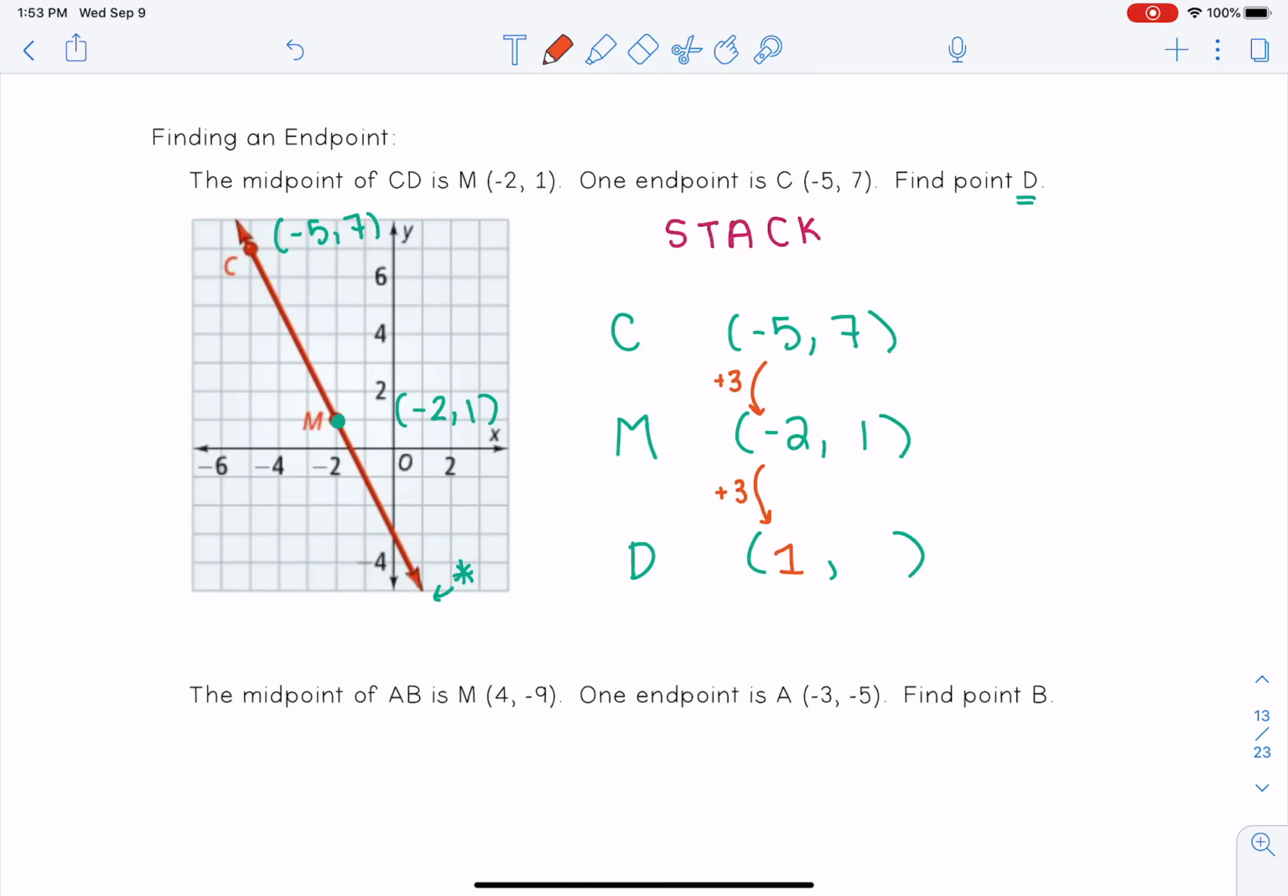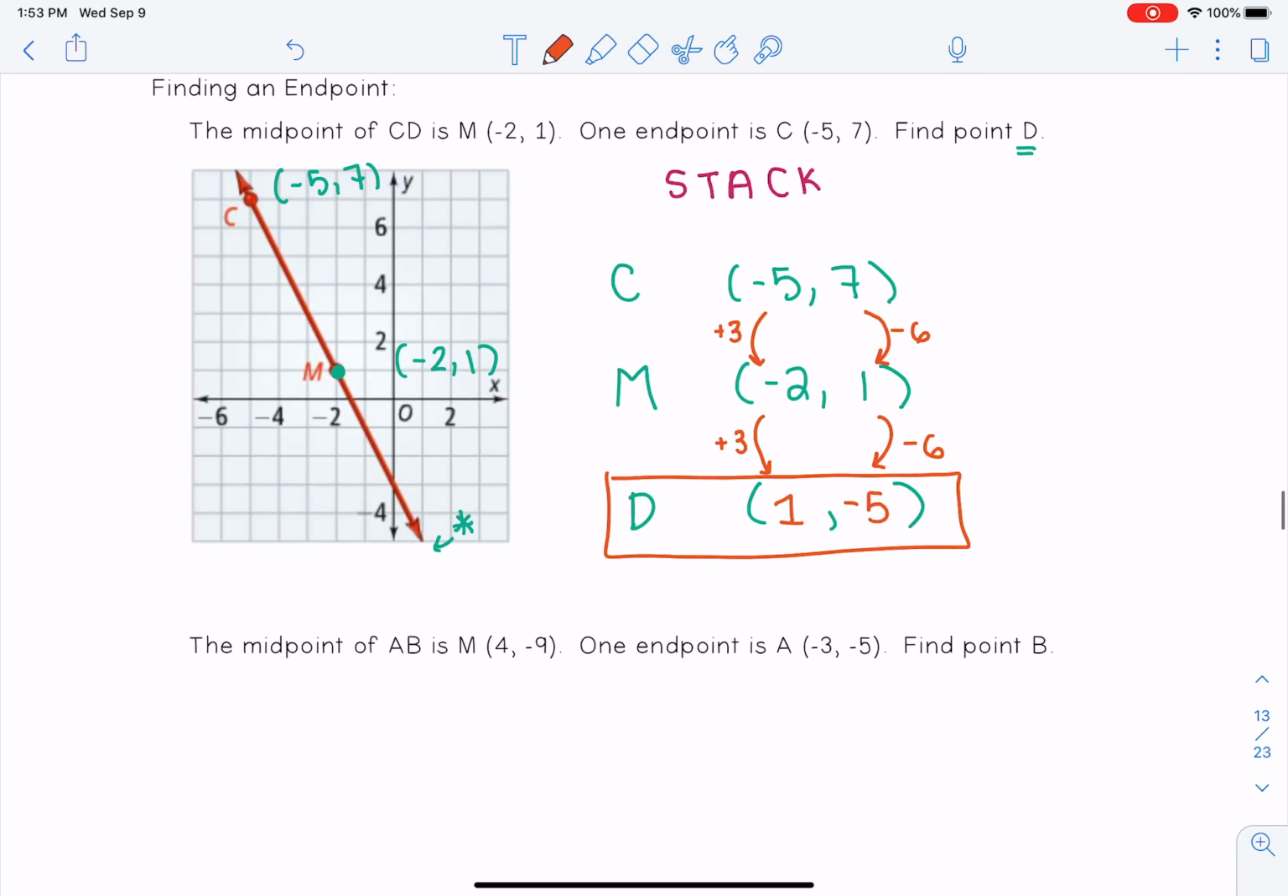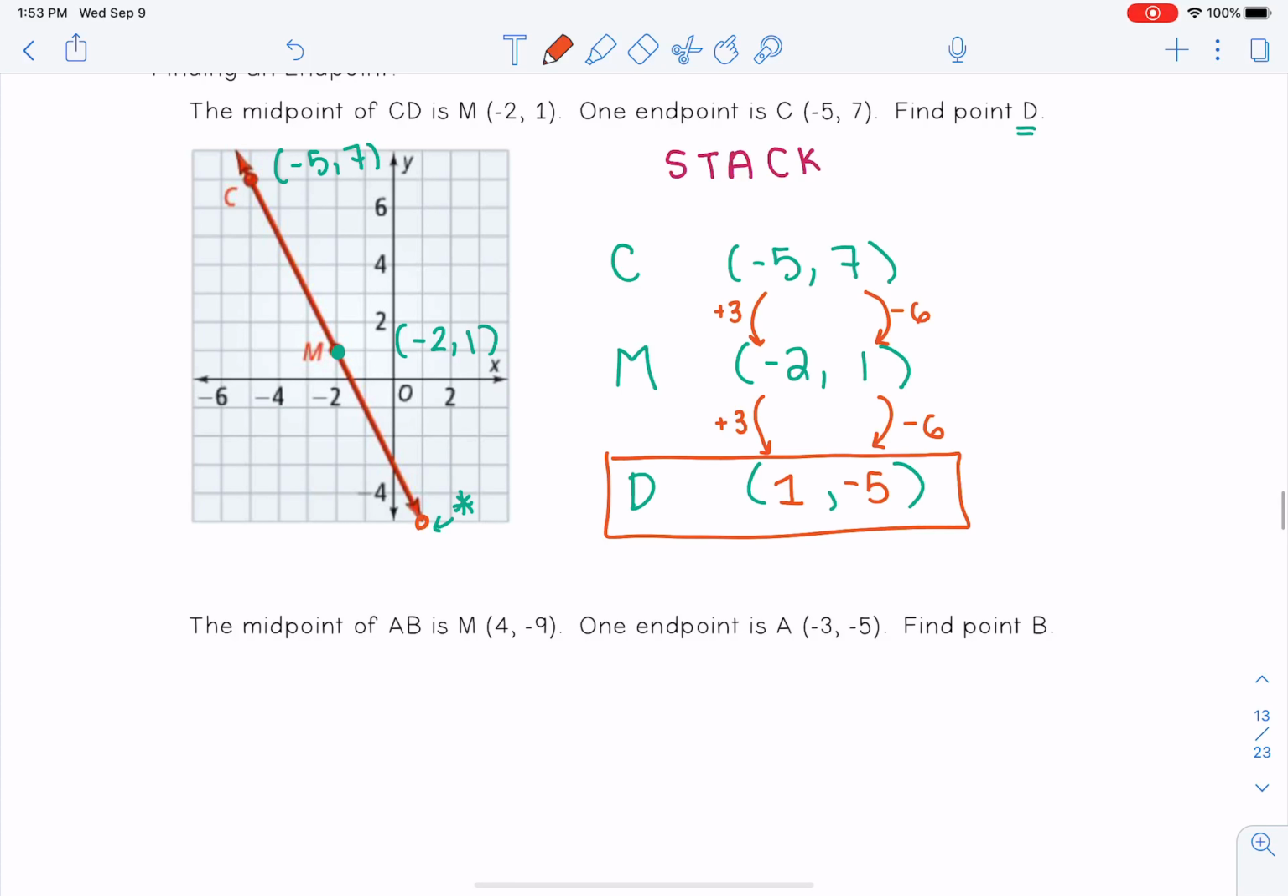Same thing for the y values. How did I get from this y value to this value? I subtracted 6. So to get from this one to this one, I'm going to subtract 6 again to get negative 5. So here's our point D. Which makes sense. It's actually right down there. We guessed pretty close to where it was.